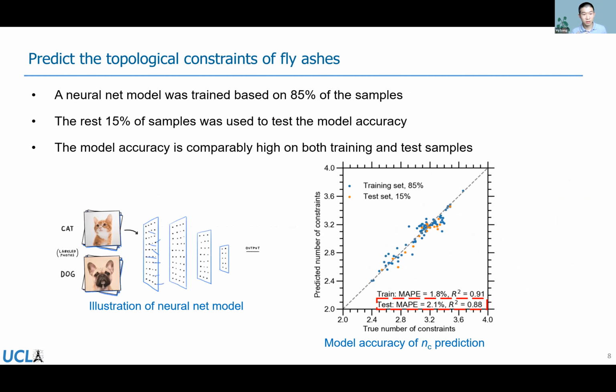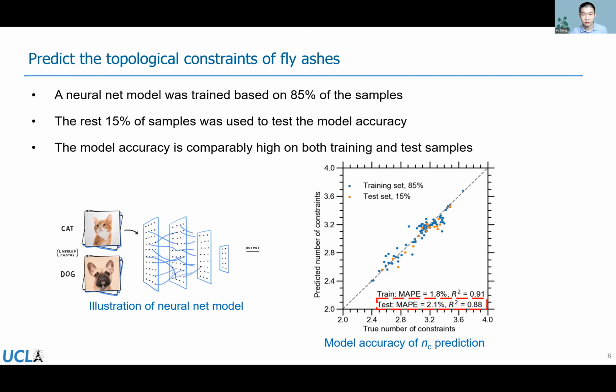So then we use a neural network to build up our machine learning model. In this case, we used 80% of the sample to train our model, and the remaining 15% are used to test the model performance. So basically, what you see on the right-hand side, the orange spots, those are the test samples. You can see that our model achieved equally good performance on both the training and the test set, meaning that we can use our model to make robust predictions for new types of flashes. And so this is fairly encouraging.